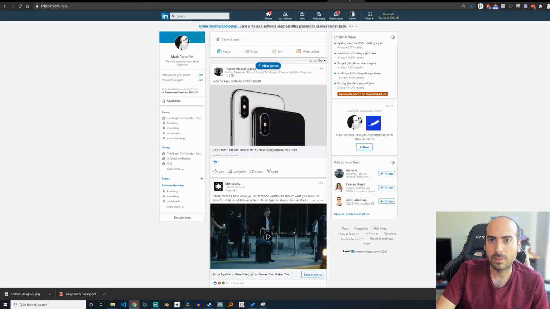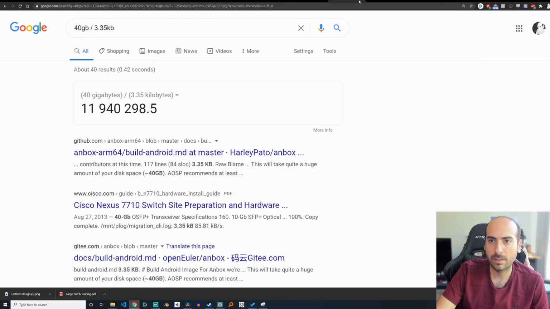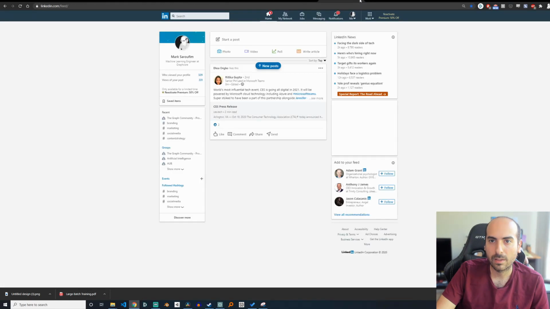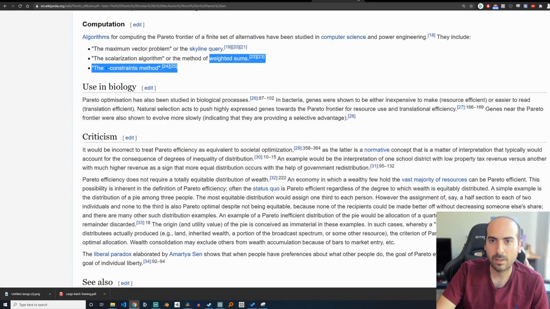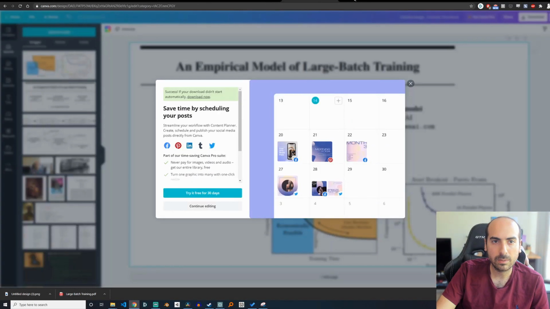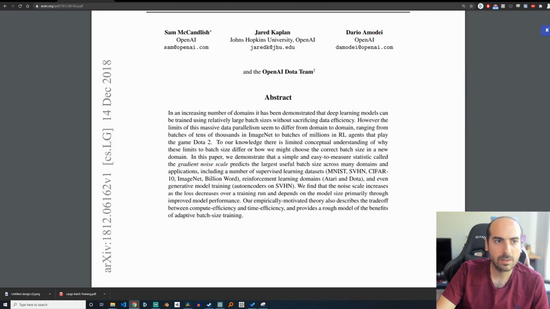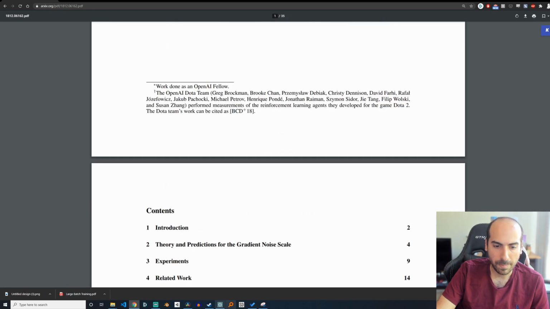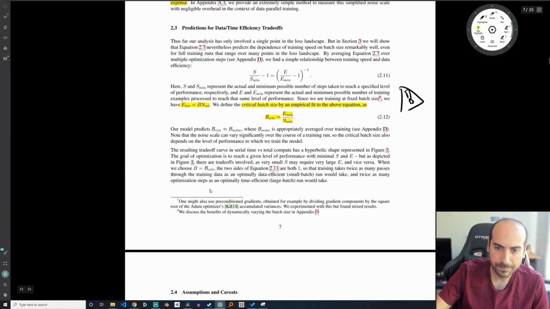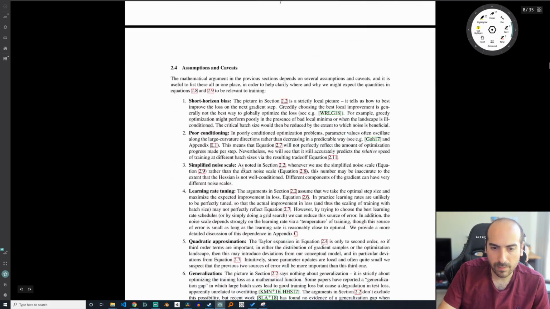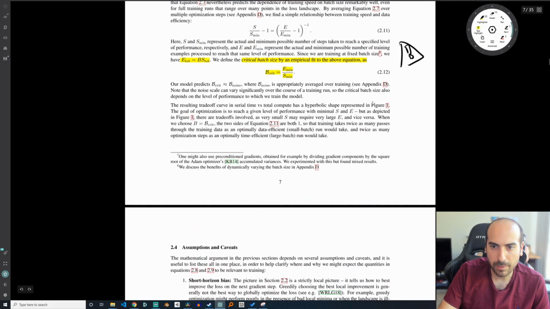All right, very cool. Let's get back to the paper. Where was it? Okay, great. So sorry. As a hyperbolic shape, represent figure 0.21. Okay.